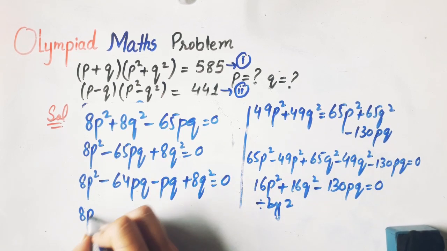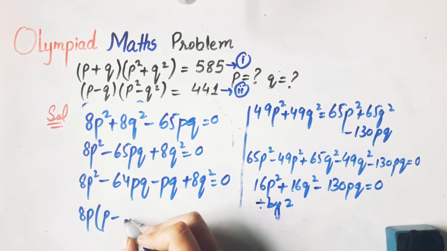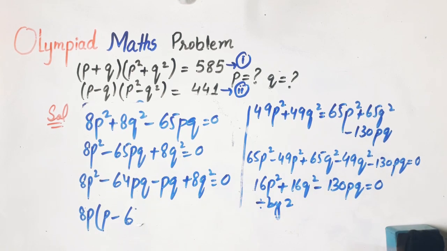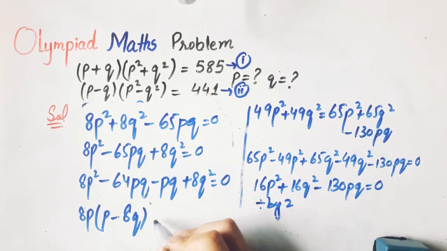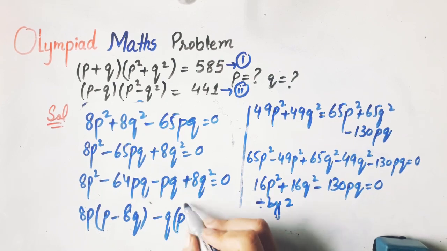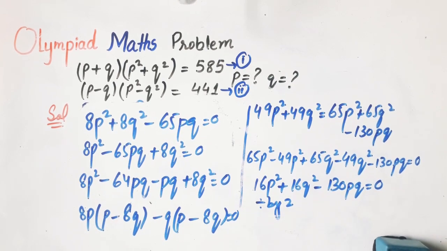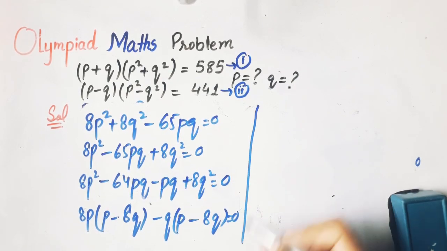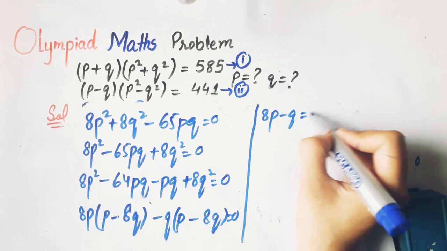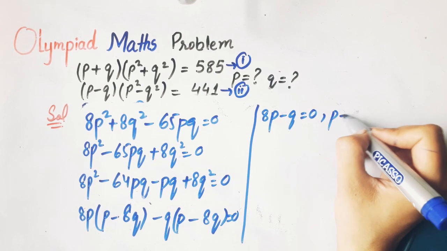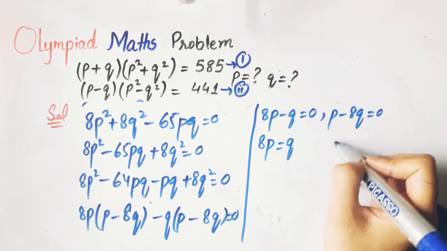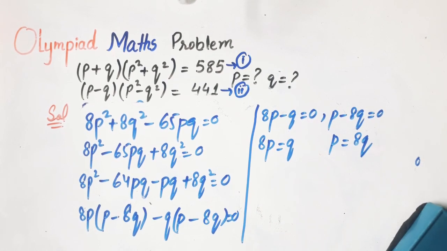Now we take 8p as common, remaining is p minus 8q. From the other part we take minus q as common, so p minus 8q. Now we got the factors: 8p minus q equals 0, this is the first one, and p minus 8q equals 0. So 8p equals q is the first factor, and p equals 8q is the second factor.